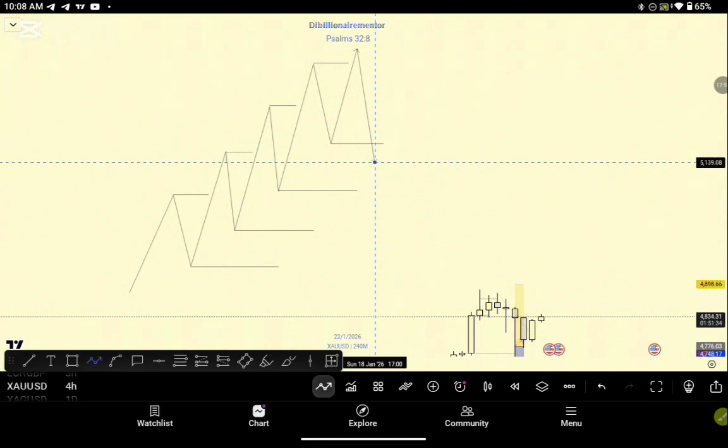So I promise you guys, you don't want to miss any section here, especially if you're a beginner or intermediate trader.